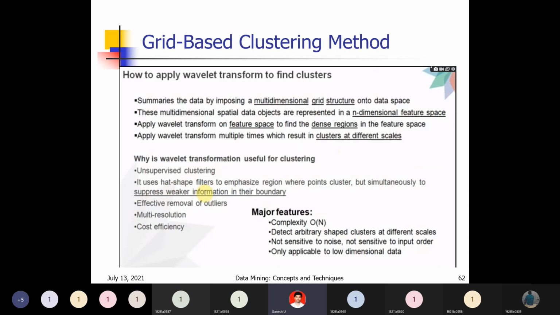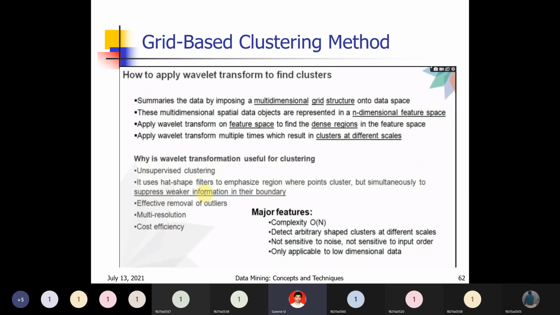That means it comes under unsupervised learning. Clustering is a purely unsupervised learning method, so this wavelet transformation is also an unsupervised learning method. The unsupervised clustering we are doing, that's why it is useful.